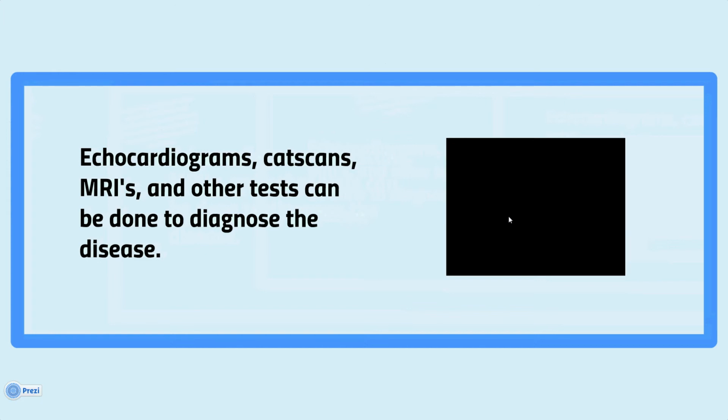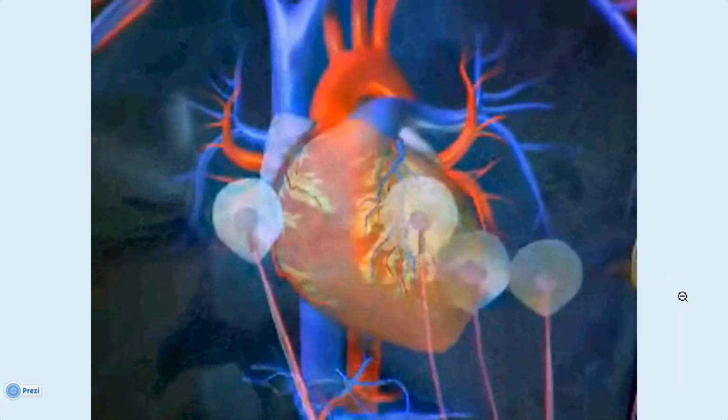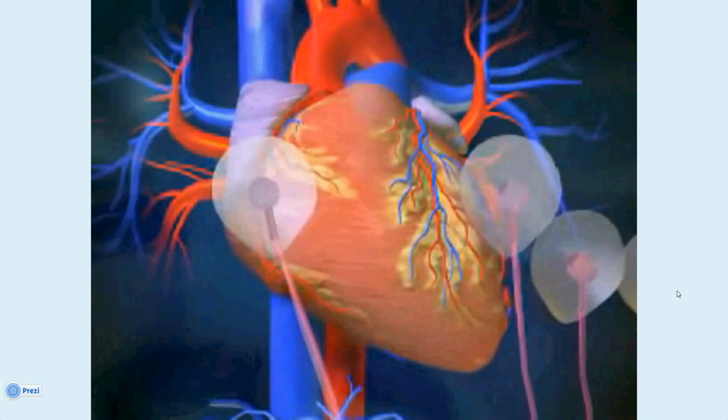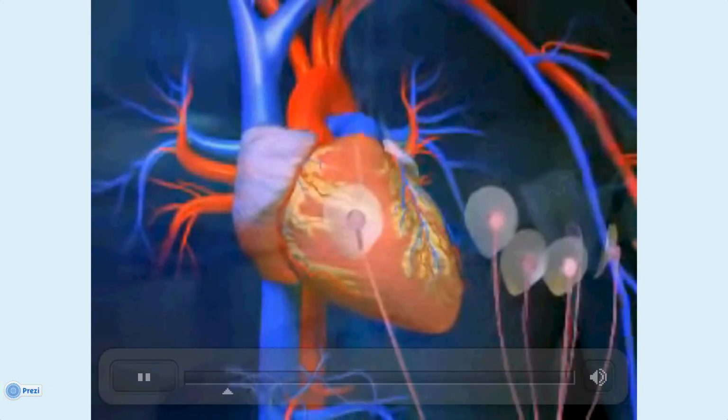Echocardiograms, CAT scans, MRAs, and other tests can be done to diagnose the disease. The heart is a beating muscle that pumps oxygen and nutrient-rich blood throughout the body. Each beat is stimulated by electrical signals that pass through the heart muscle or myocardium.